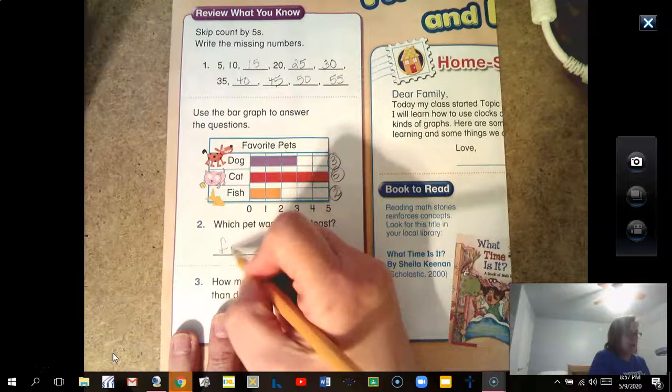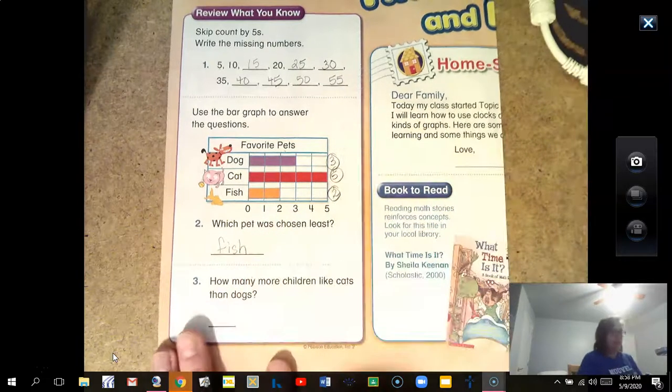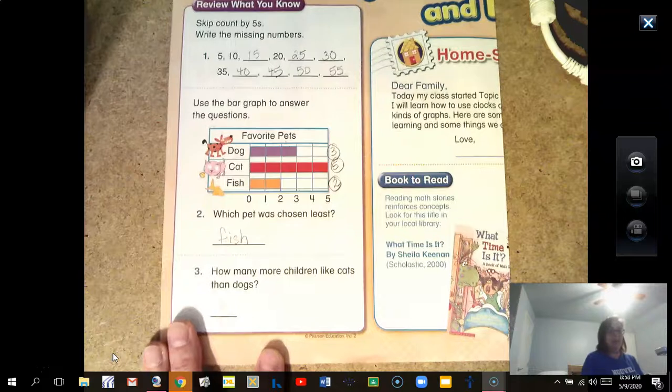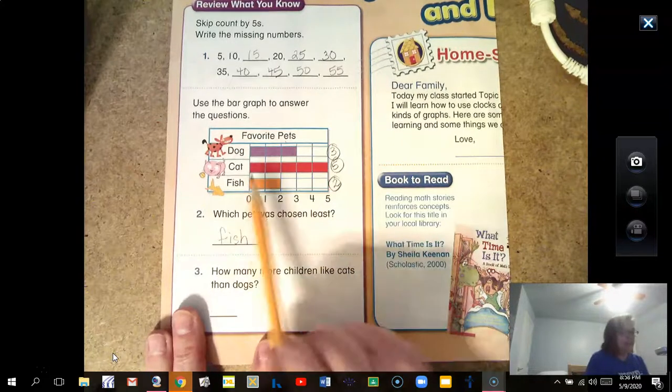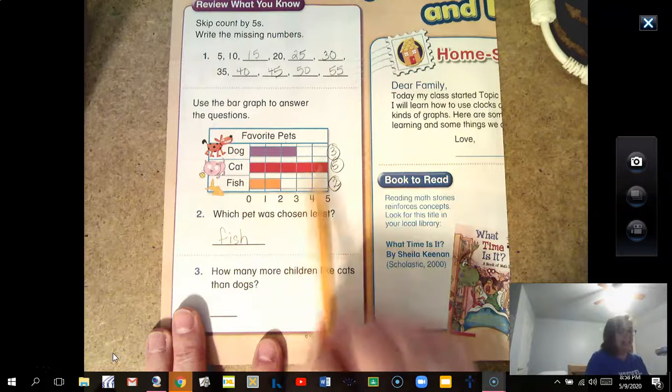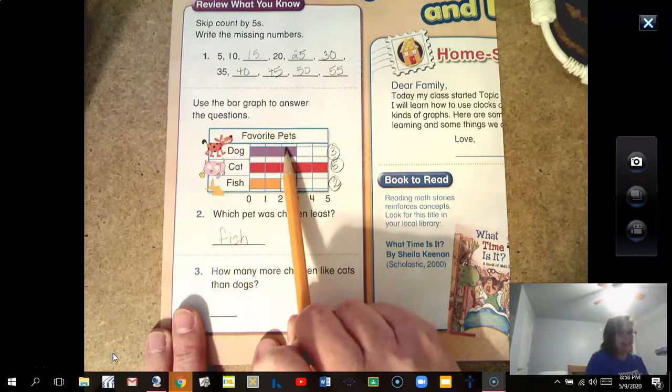It was only chosen twice. How many more children like cats than dogs? Oh, so there we are comparing again. So how many more children chose cats than dogs?